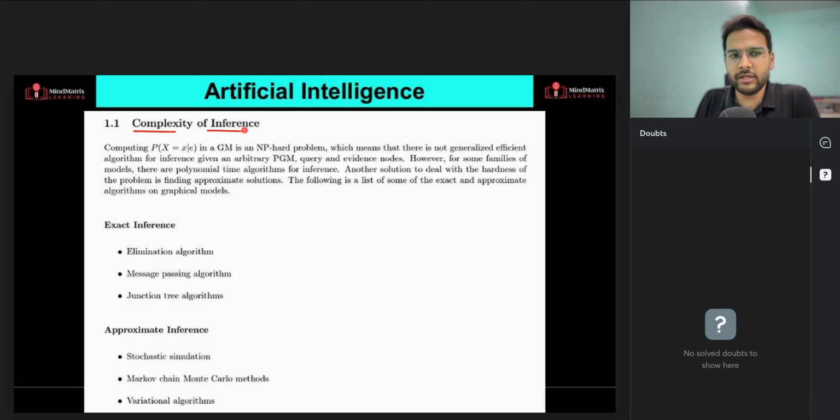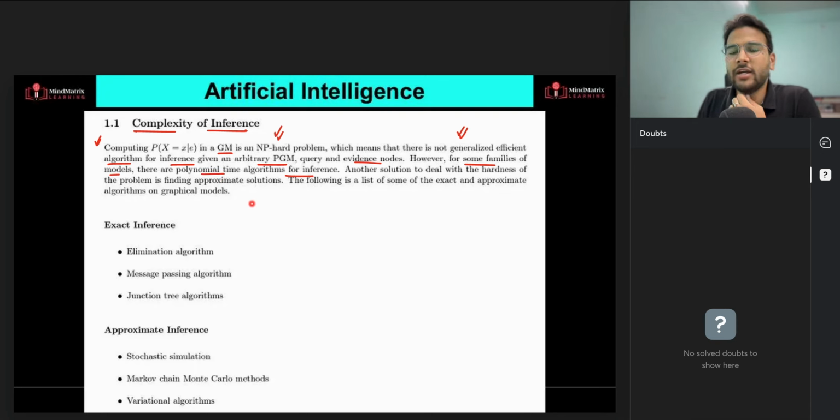Complexity of inference: computing probability of X equal to x given E in a graphical model is an NP hard problem, which means there is no generalized efficient algorithm for inference given a probabilistic graphical model with query or evidence nodes. As I told you, if we have a lot of nodes, there is no generalized efficient algorithm for that. This is an NP hard problem. However, for some families of models, there are polynomial time algorithms for inference.